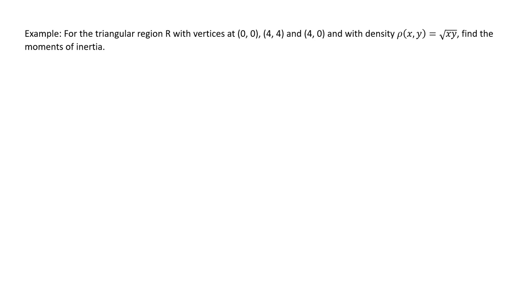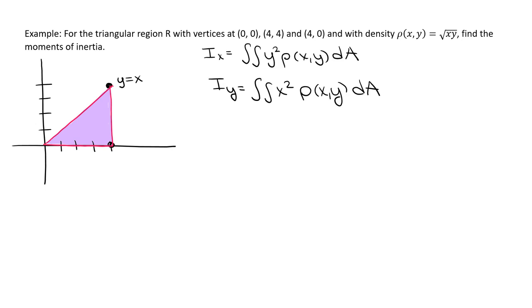So let's do an example. Let's see if we can find all three of our moments of inertia for a triangular region with vertices at (0, 0), (4, 4), and (4, 0), with a density function that is rho equals the square root of xy. So first thing I'm going to do is draw a picture. So there's my triangular region. It has a vertex at the origin, another one at the point (4, 4), and finally one at the point (4, 0). So I've shaded in the region we're talking about.